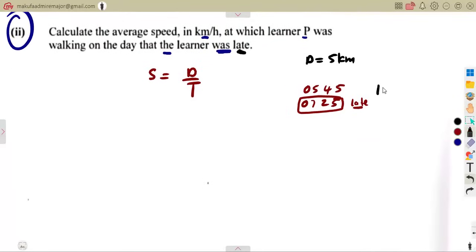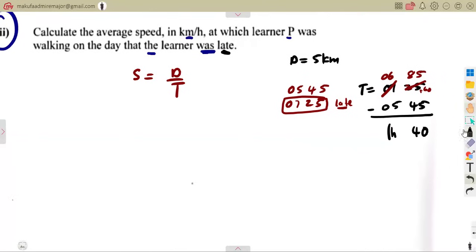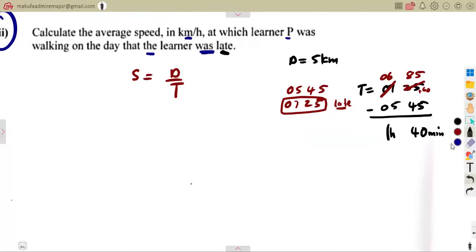So the difference, which is our time, we're going to subtract 07:25 minus 05:45. Okay, 25 minus 45, impossible. So you borrow an hour from the 7 hours that we have. Borrow an hour, that will be 06. Give it here 60 minutes. So you add 60: 25 plus 60 will be 85. Now we can subtract 85 minus 45, that's 40. So the difference is 40, and the difference of hours is 1. Remember, these are hours, and this column is for minutes: 1 hour, 40 minutes.